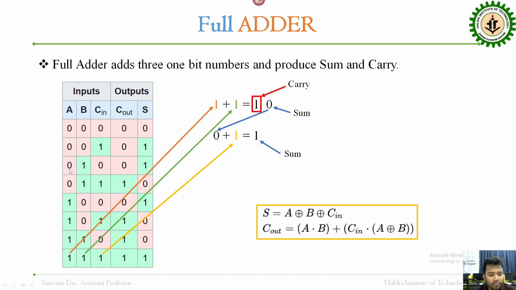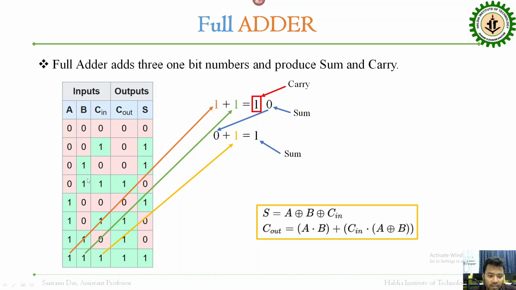Again, if we add 0 plus 1, we already have 1 for sum, but carry is 0. Again, sum is 1. Now we are adding 1 with 0, then the result will be unchanged. Sum is again 1 and carry will be 0. In the same way, if we add the next step, 0 plus 1, what will be the result? It results in sum equals 1 but carry equals 0.